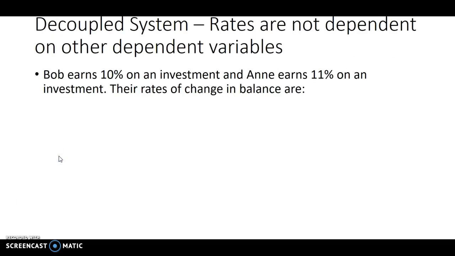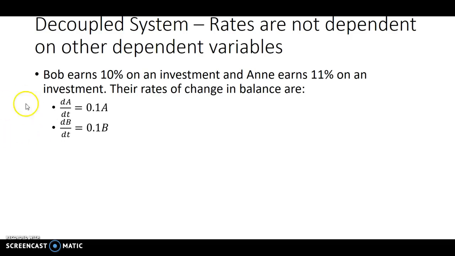Now, there are different kinds of systems. One of those variations is called a decoupled system. Basically a decoupled system means that the rates are not dependent on the other dependent variables, other than the dependent variable itself. A particular example might be where we have two people, Bob and Ann, and Bob earns 10% on his investment and Ann earns 11% on her investment. The rate of change in Ann's balance per unit time is going to be 11% of whatever her current balance is. The rate of change in Bob's balance at any given moment is going to be 10% of whatever his balance is.